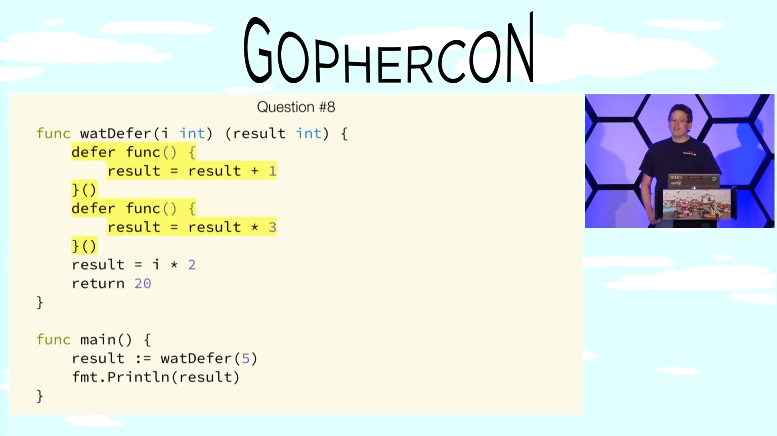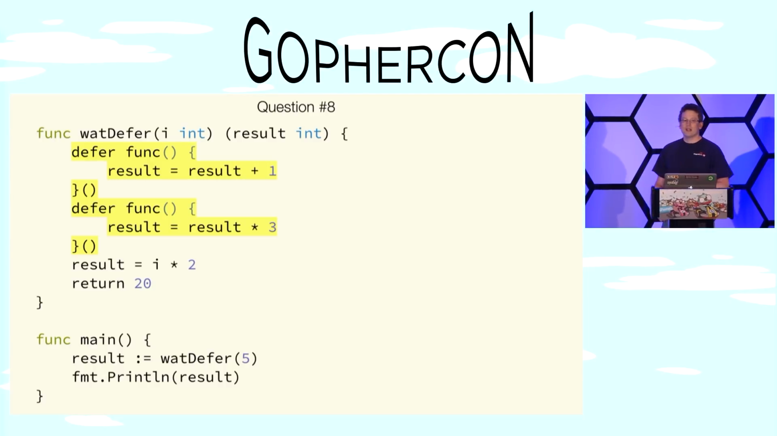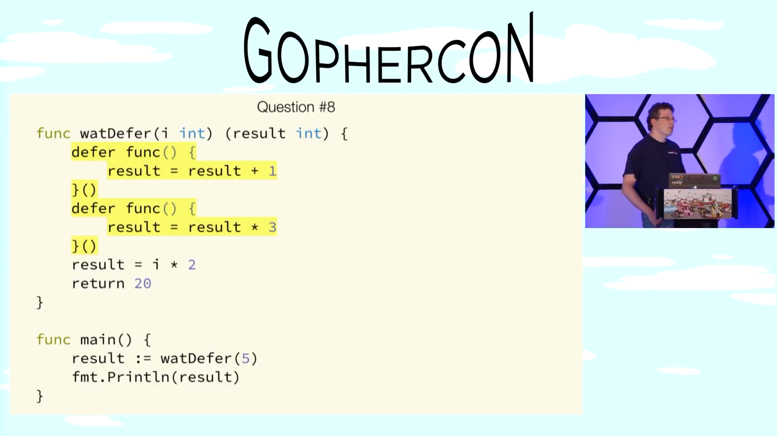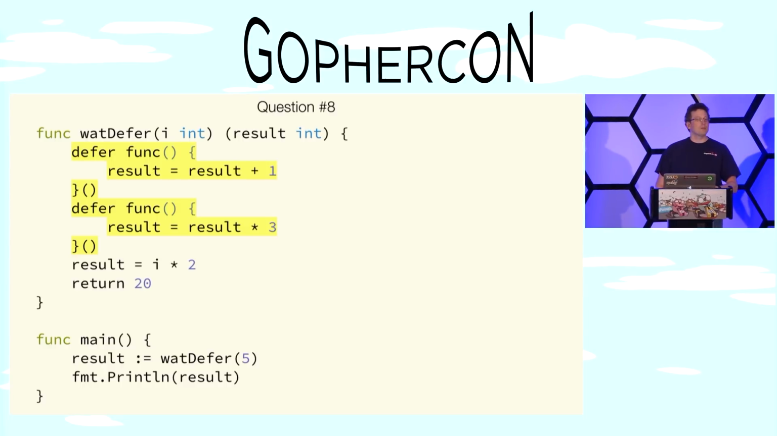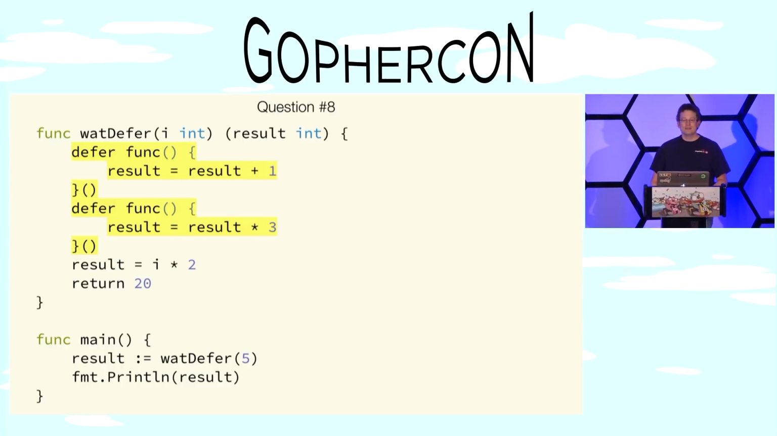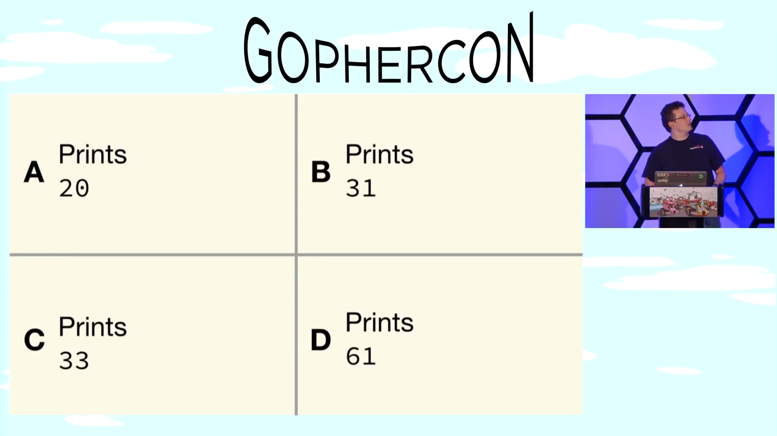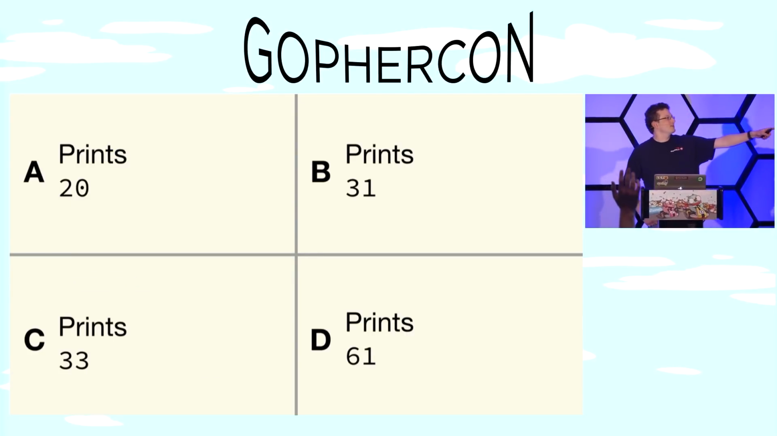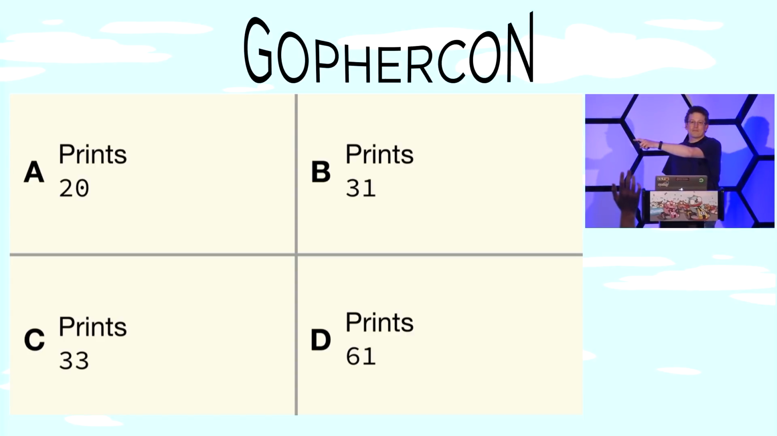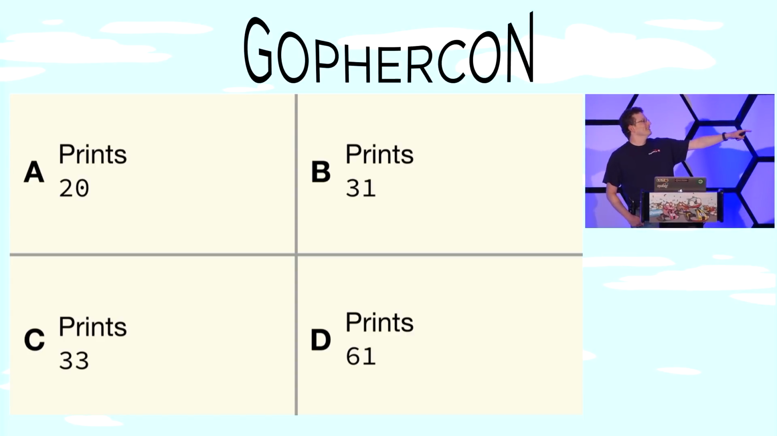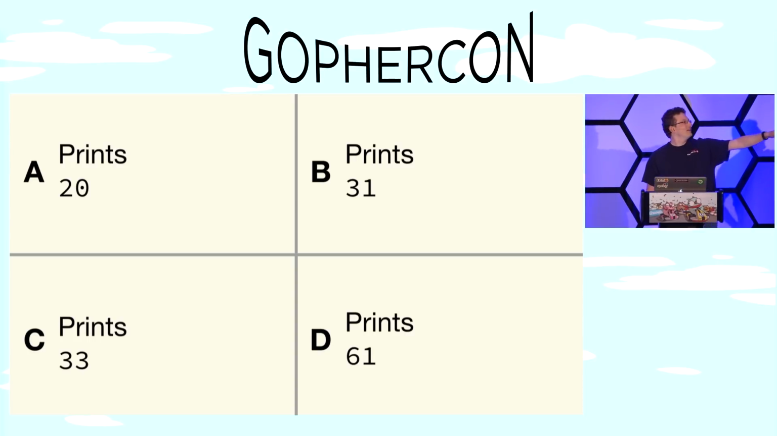So what happens when this code is run? We have the same code we had in the last example, only now we have these two defer statements also. In the first defer statement, we add 1 to result, and in the second one, we multiply result by 3. So what's this code going to do? Does it A, print out 20 again? Who thinks it prints out 20? All right, B, who thinks it prints out 31? All right, C, who thinks we get 33 this time? All right, got a 33 vote. And D, who thinks it prints out 61? All right, a couple for 61.